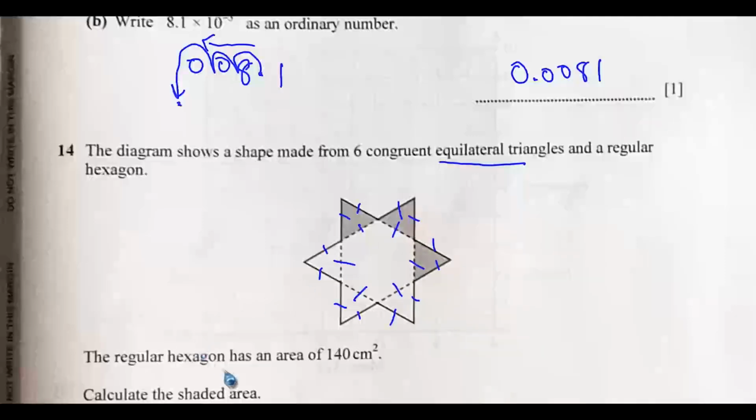The regular hexagon has an area of 140 squared centimeters. Calculate the area of the shaded portion of this diagram.